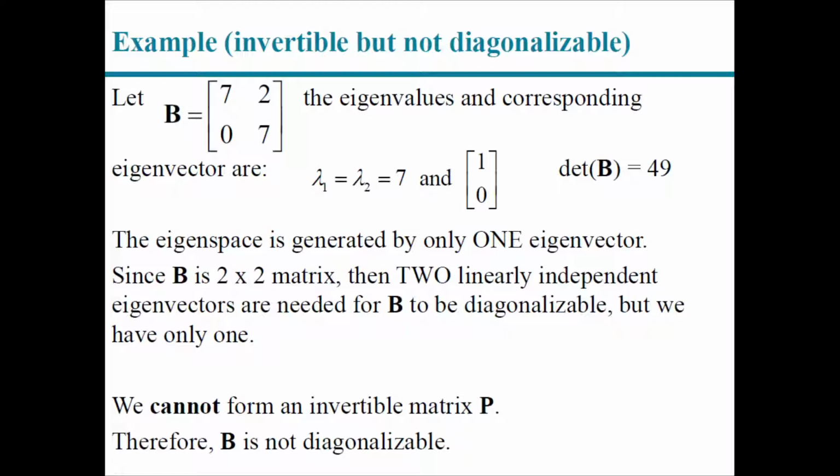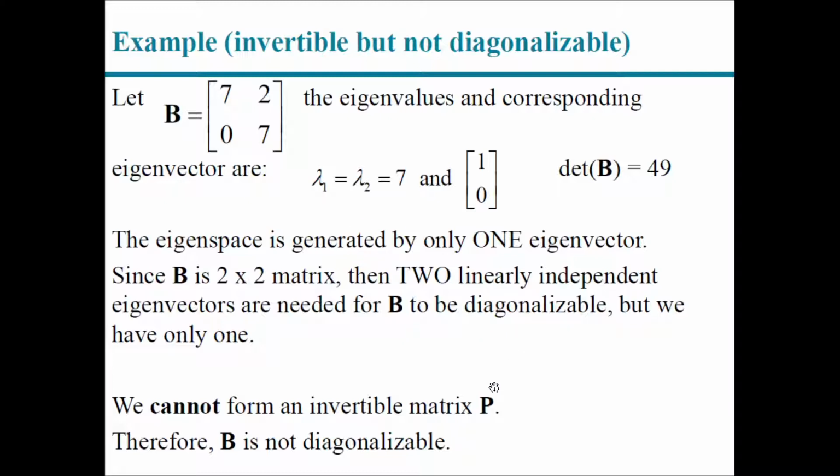So we can still build matrix D, diagonal matrix. It's not a problem. We can put 7 and 7 on the diagonal. But we cannot build invertible matrix P because we need 2 linearly independent eigenvectors, but we only have 1. So that's a problem. So we cannot form an invertible matrix P because we have only 1 vector, but we need 2. Therefore, matrix B, even though it is invertible, is not diagonalizable. That's all. That's the argument.